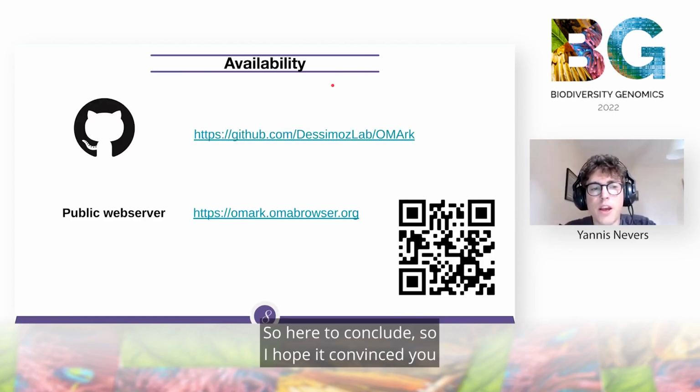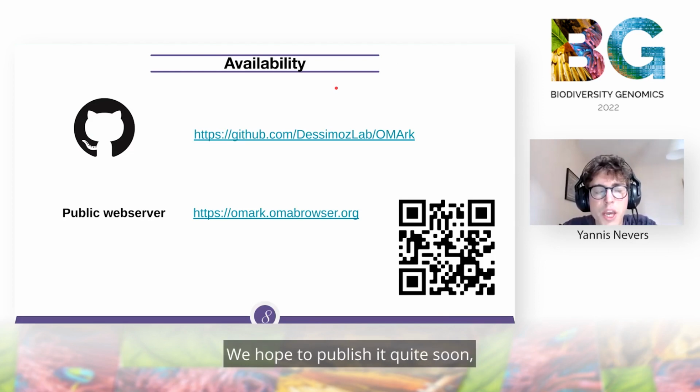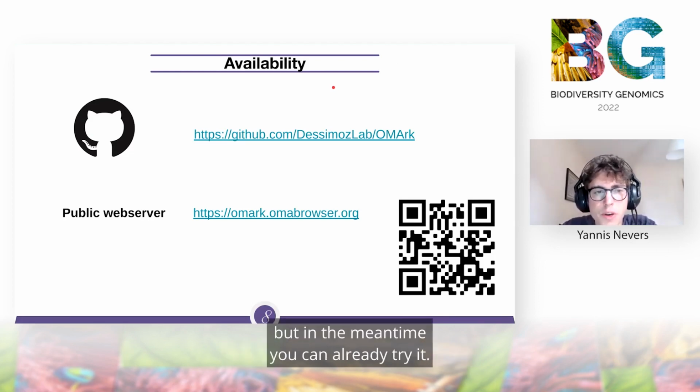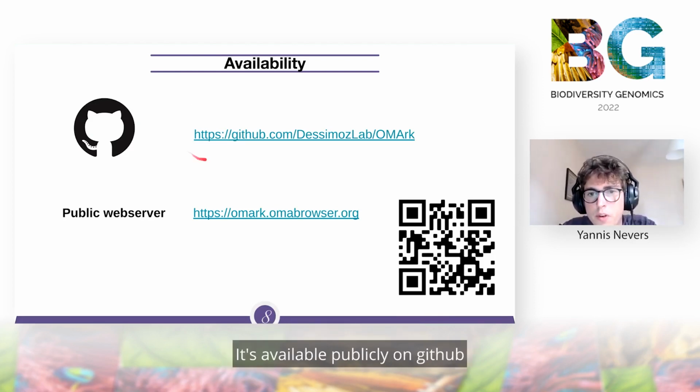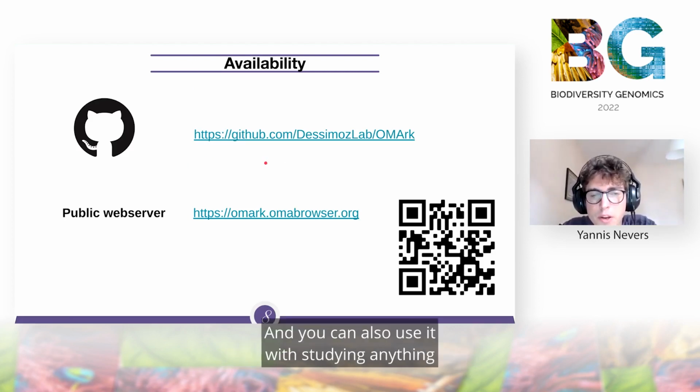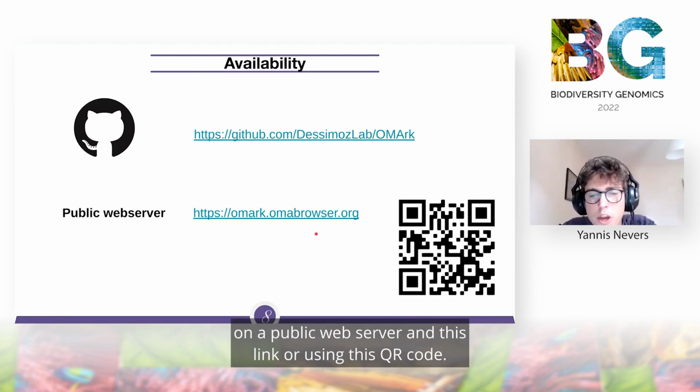So to conclude, I hope it convinced you to give OMArk a try. We hope to publish it quite soon, but in the meantime, you can already try it. It's available publicly on GitHub as a Python package on PyPI, and you can also use it without installing anything on a public web server on this link or using this QR code.